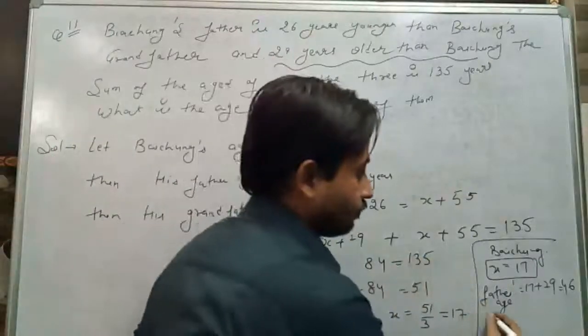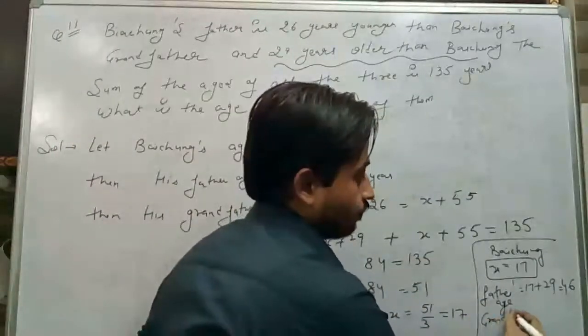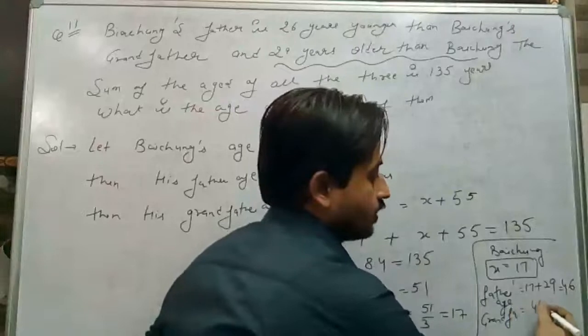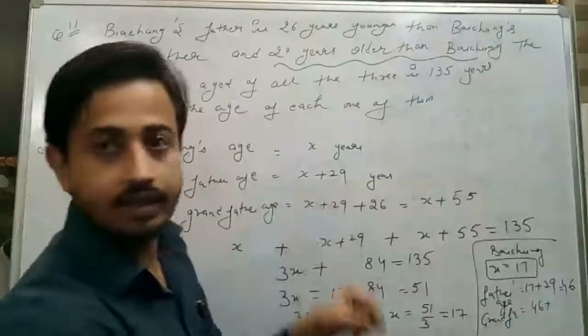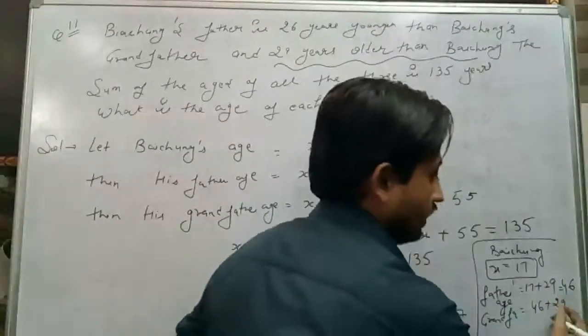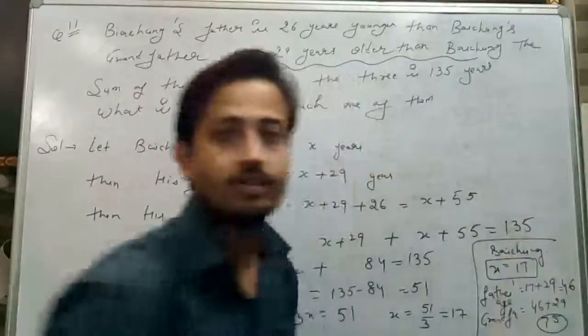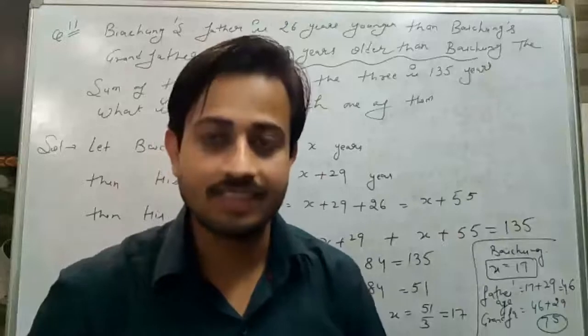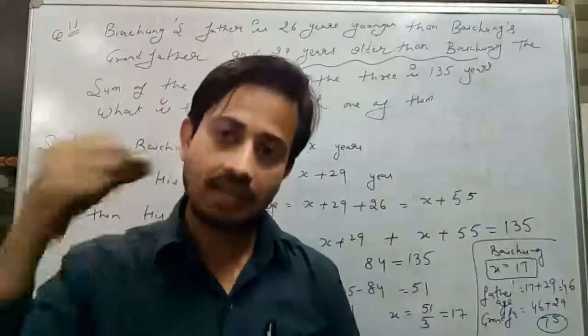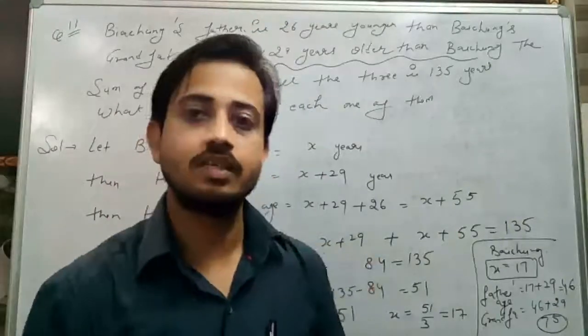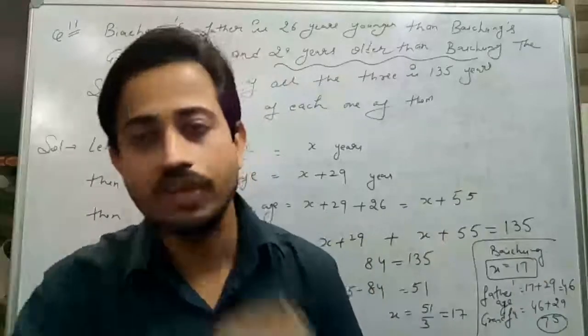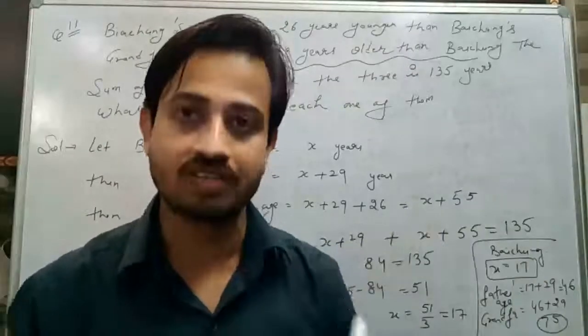Grandfather. Now add them. 46 plus 29. 9 and 6, 15, carry 1, 4 and 6, plus 7 is 75. This is the final answer. That's why I am again and again saying, please read the statement, then this question becomes very easy. Please make a note first.